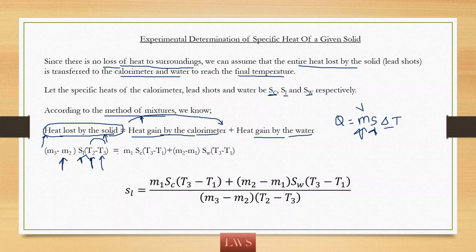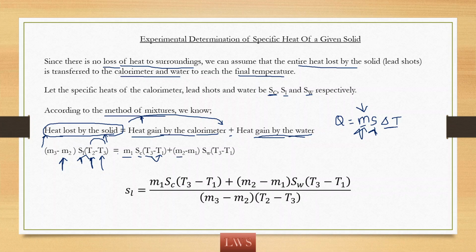So let us look at it. The formula is Q equals MS delta T. M is the mass of calorimeter, that is nothing but M1, the mass of empty calorimeter. And the specific heat of calorimeter is SC, and the initial temperature of calorimeter is T1 and final temperature is T3. So high temperature minus low temperature, here T3 is high and T1 is less. So change in temperature is T3 minus T1, plus heat gained by water.